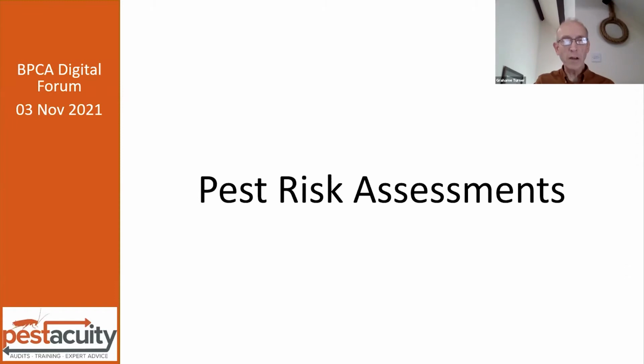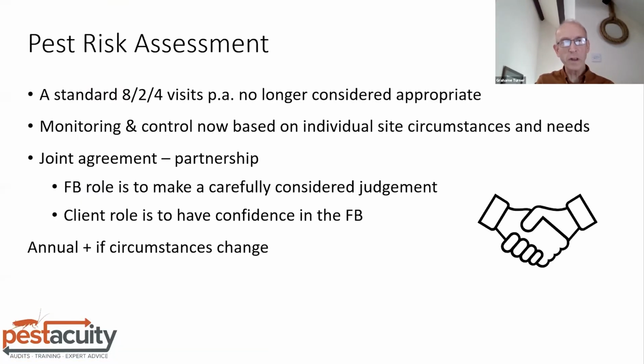Okay, so those are the general requirements, or the easier to understand ones. But there's also recently crept in the requirement to do pest risk assessments. So what are these about? Well, in the olden days, you used to just have a standard 8-2-4 visits per annum: 8 technician visits, 2 field biologist visits, and 4 EFK services in a year. That's no longer considered appropriate. Nowadays, monitoring and control is more based on individual site circumstances and requirements.